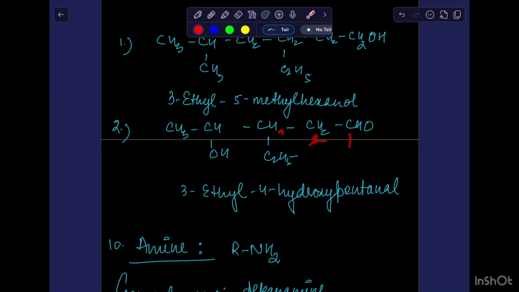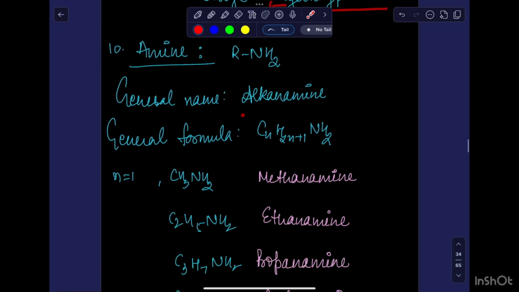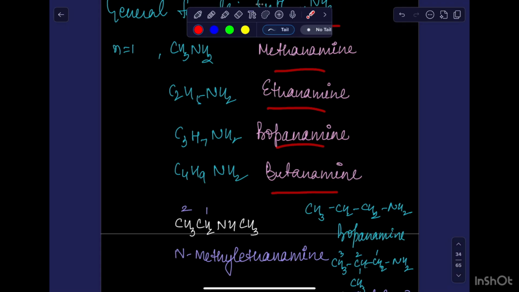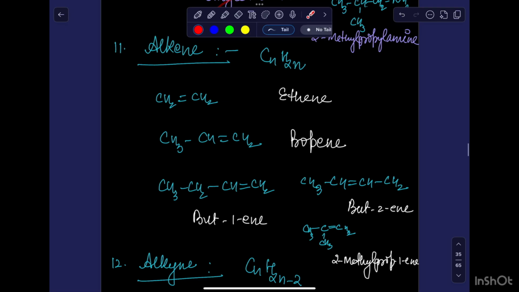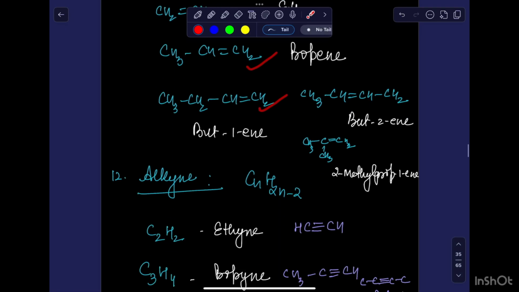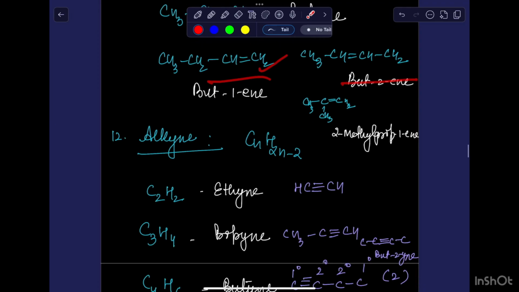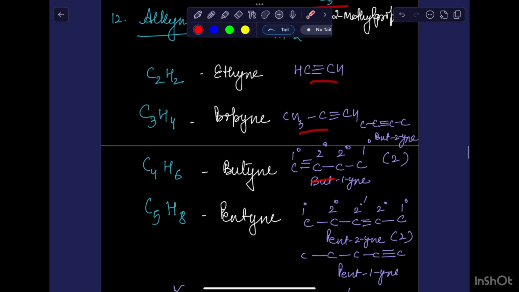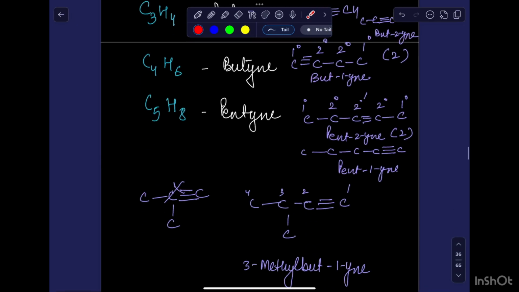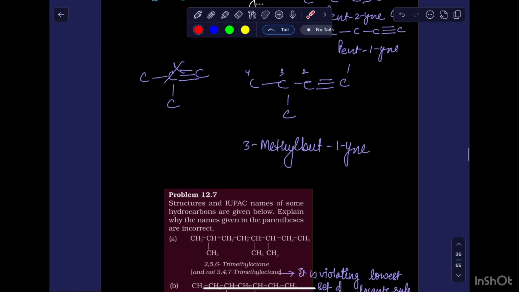Last, in NCERT 10 functional groups are given only, so that is why the last one is amine. So alkanamine is the name: methanamine, ethanamine, propanamine, butanamine. This one you can skip as of now. Alkene, double bond: ethene, propene, butene. Again, in case of butene, there will be two cases, 1-ene, 2-ene, and one more chain isomer will be formed. In alkyne: ethyne, propyne, butyne, two cases again. In pentyne, there will be three cases, two position isomers, one chain isomer.